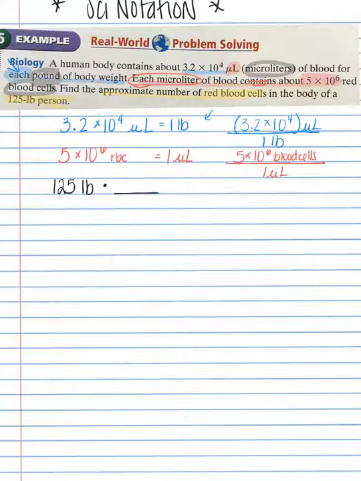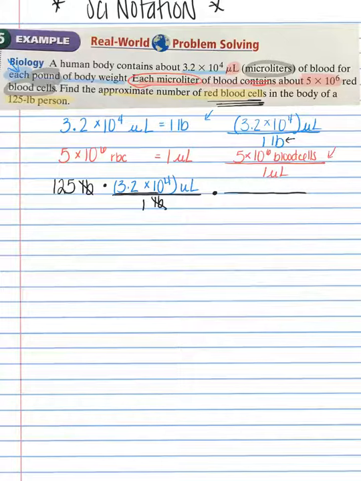do I know that'll cross out pounds? Well, let's look up here. I know 1 pound is 3.2 times 10 to the 4th microliters, and that's per 1 pound. So my pounds cross out and now I've got microliters, but I want to get to red blood cells, right? I want to look at the number of red blood cells. So to get there, I'm going to have to cross out my microliters. So how do I do that? Well, I'm going to have to divide by microliters.